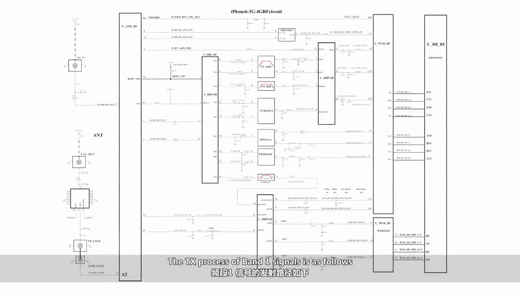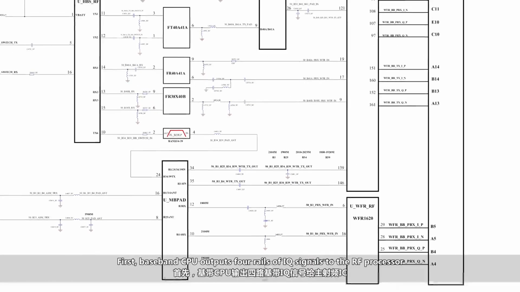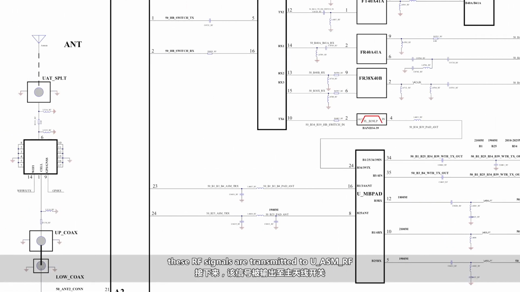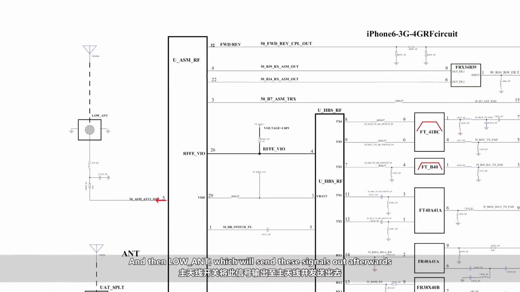The TX process of band 1 signals is as follows. First, the baseband CPU outputs 4 rails of IQ signals to the RF processor. The RF processor modulates these IQ signals and converts them into transmit signals of band 1. These signals are then transmitted to UMBPAD for the power amplifier process. These RF signals are transmitted to UASN-RF and then the lower antenna, which will send these signals out afterwards.